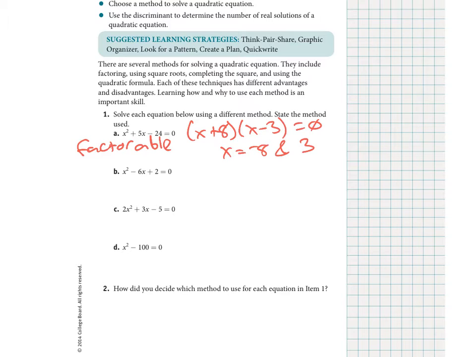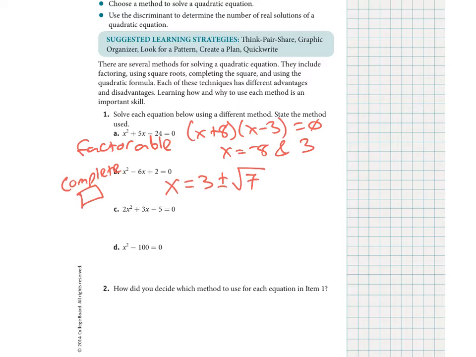B, what method would be best there? Square. Very good, complete the square. So use complete the square for this one. And when you do that, you will get x equals 3 plus or minus radical 7. Is that irrational or rational? Irrational. The square root makes it irrational. Yes. What about C?